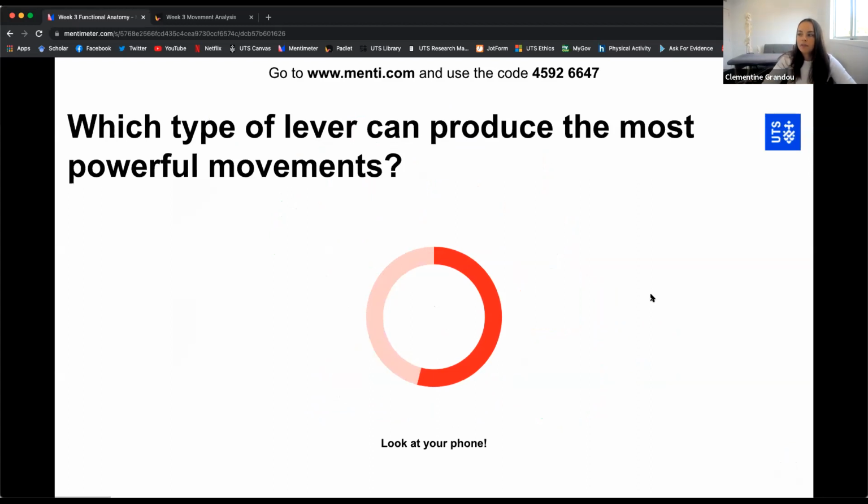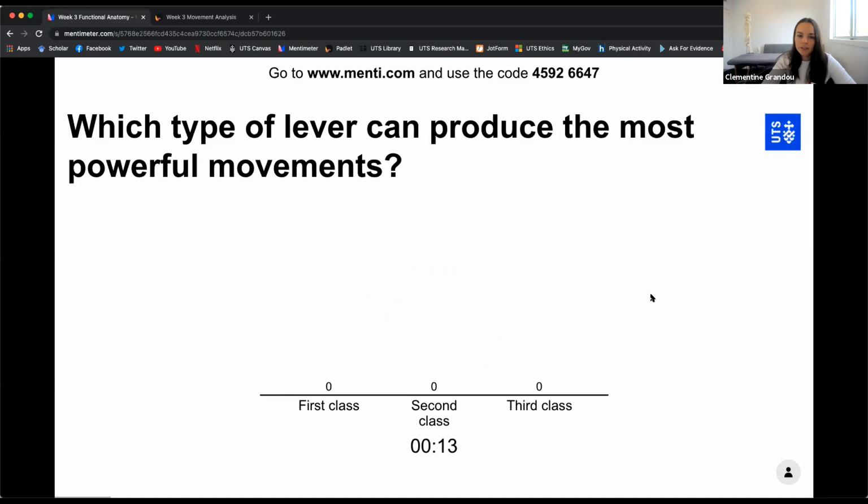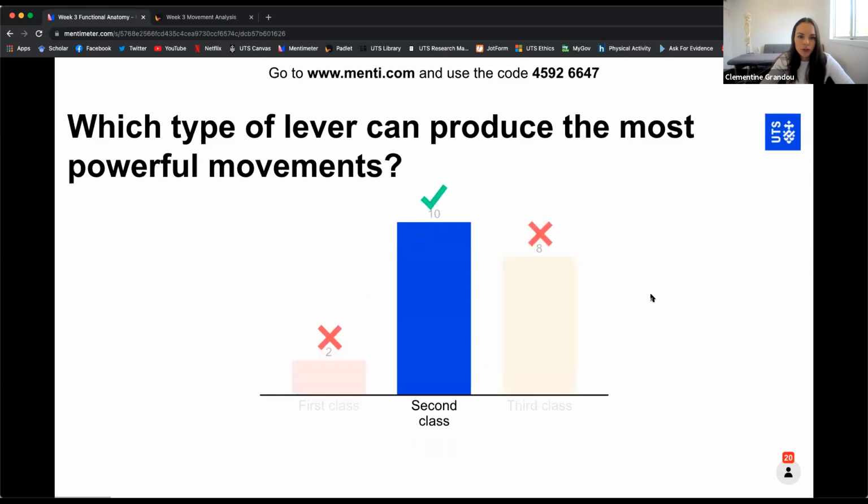Okay, so what type of lever can produce the most powerful movements? Was it the first, second, or third class? So remember that word powerful, it's pretty much just a replacement for forceful, right? It means the same thing. So we're asking which lever has the advantage of force. It is the second class levers.